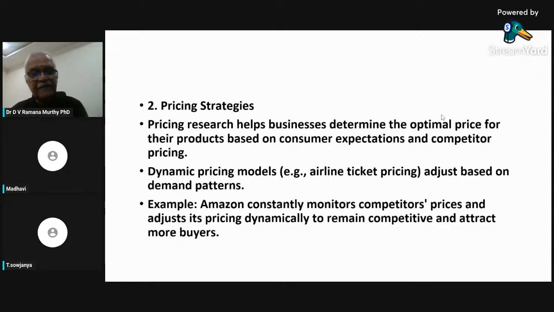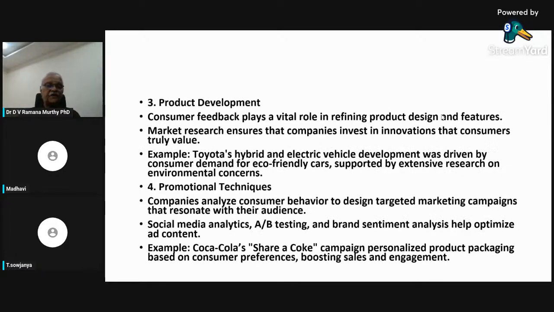Say for example, Amazon constantly monitors competitors' prices and adjusts its pricing dynamically, offering less when compared to others because of the high volumes they're selling. This price dynamics works well for them. So Amazon constantly monitors competitors, and to remain competitive and attract more number of buyers, pricing strategy counts a lot. And of course, this product development, I need not have to tell you much about it again.